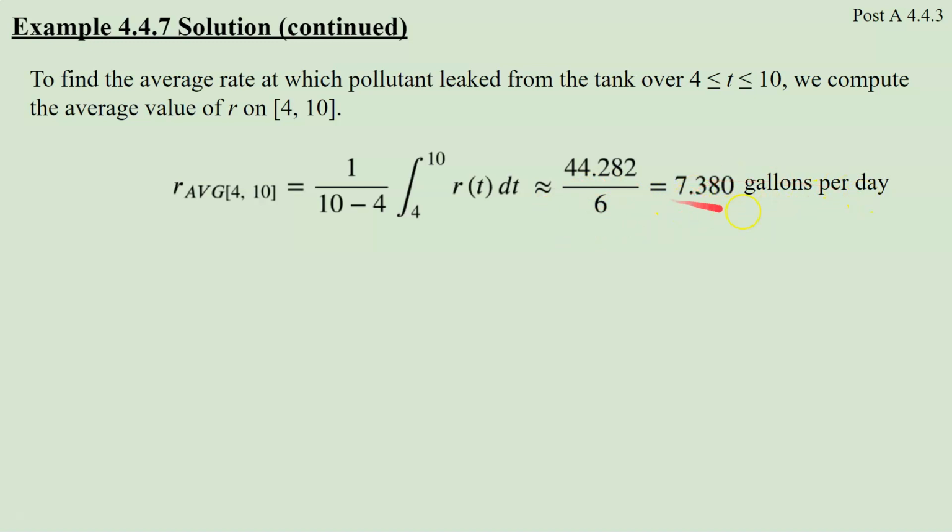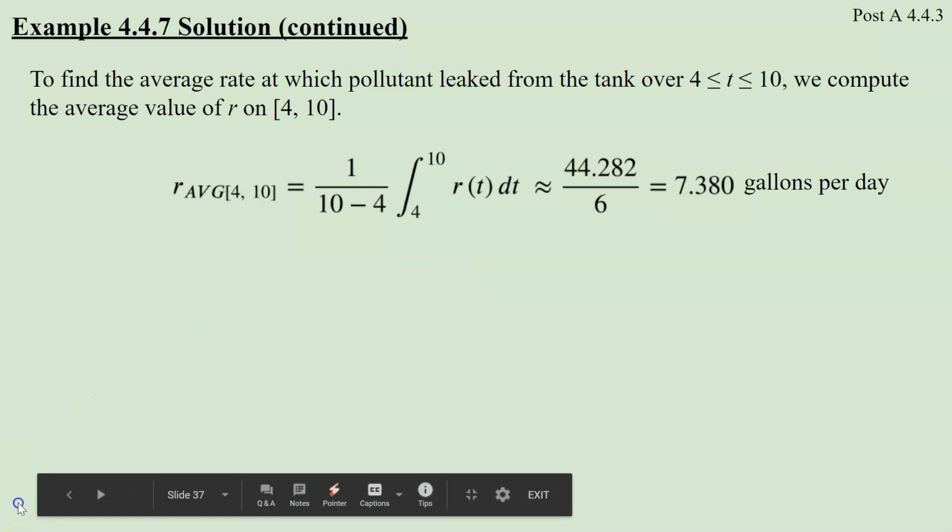That doesn't mean 7.38 gallons per day every single day. Some days we'll have more, some days we'll have less. But on average, over the course of 6 days, it's going to be 7.38 gallons every single day. And that's the way this all works.